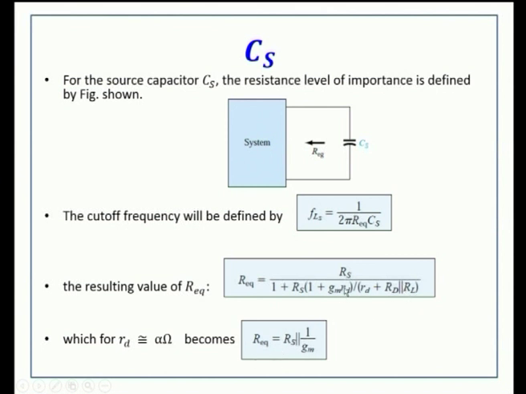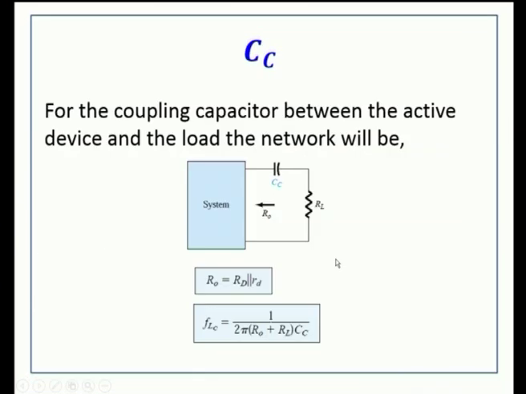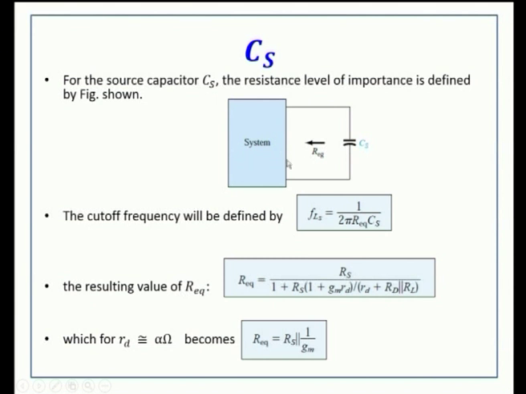Since this RD is always assumed to be very, very high, or sometimes it is infinite, the fraction part here, this RD part is neglected, and so the effective resistance, equivalent resistance at the source terminal, because we are dealing with this bypass capacitance CS, which is connected at the source terminal, and from here you have to calculate the R equivalent, which has been redrawn as this network. So, this R equivalent is at the source terminal.